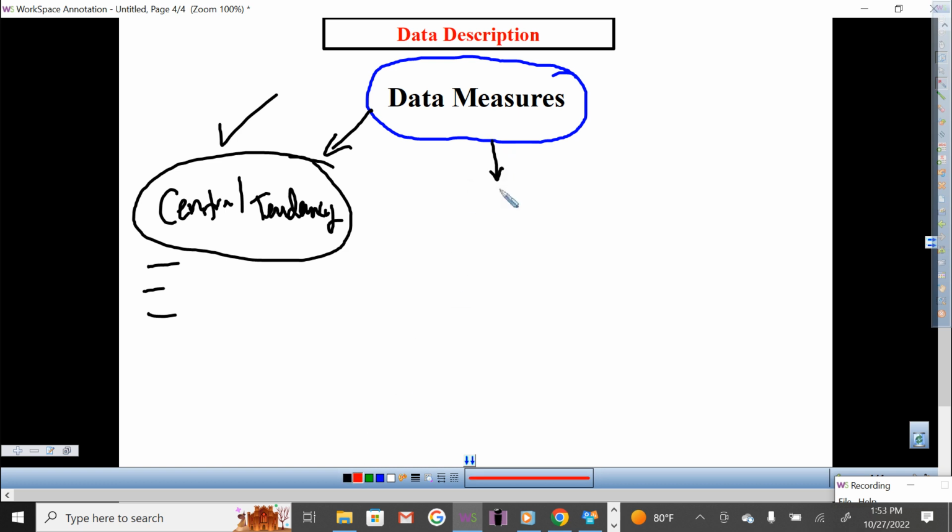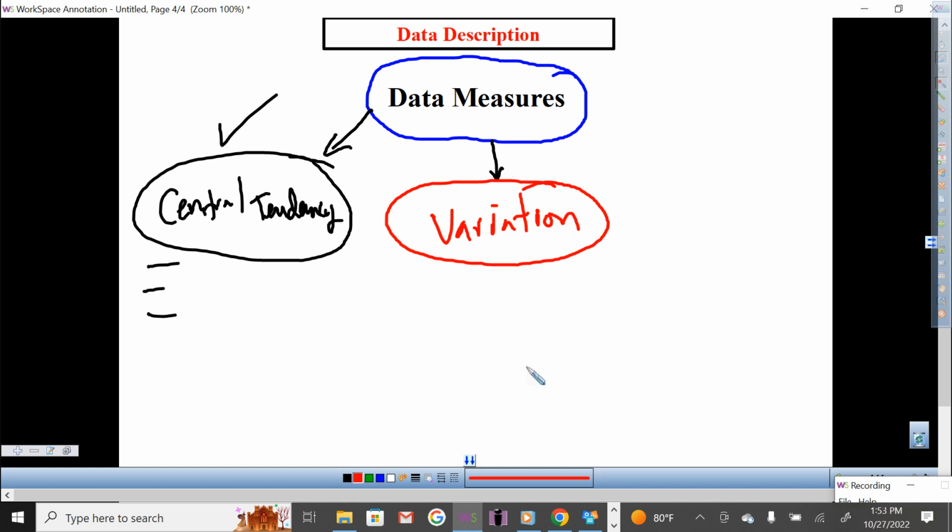The second one. Measures of variation. Tell your neighbor the three measures of variation. So measures of variation are the range, standard deviation, and variance.